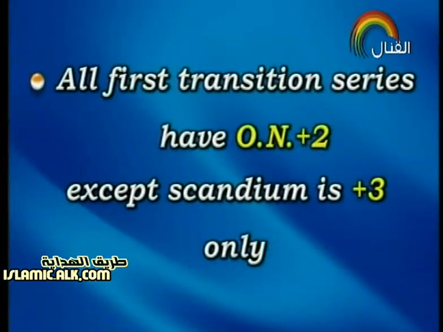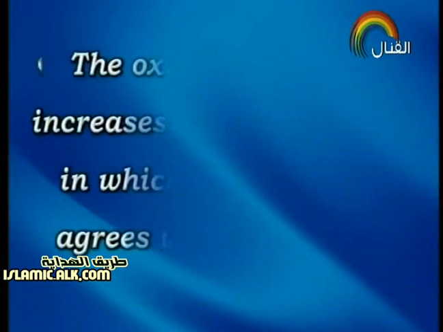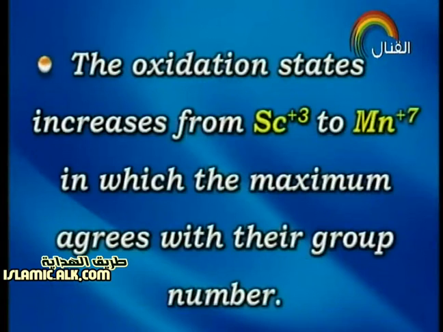My dear students, we have give-reason questions also in these points. All first transition series elements have oxidation state +2, except scandium, which has oxidation state +3 only. The reason is that scandium has electronic configuration argon 18, 4s2 3d1. When it loses 2 electrons from the 4s sublevel and 1 electron from the 3d sublevel, it gets an empty d sublevel, which is more stable. Another give-reason here, my dear students.